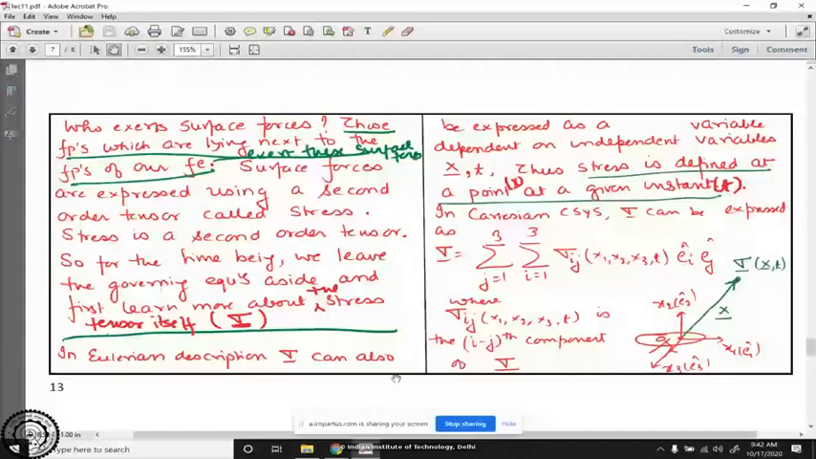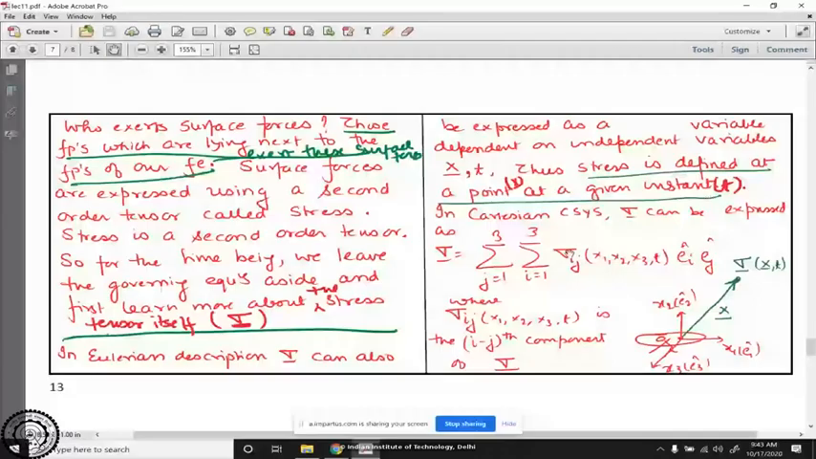Now, in Eulerian description, the stress tensor, which I'm denoting by sigma under bar, can also be expressed as a variable. Mind you, this is a variable. It is dependent on time and space, like pressure or temperature or other primary variables we are familiar with so far. Since it depends on x and t, stress is defined at a point and at a given instant. So you can say that stress at this point is this much at this instant. It can change from one location and from one time to another.